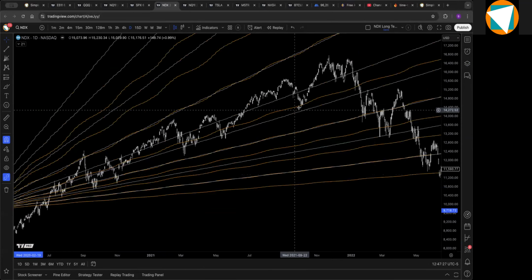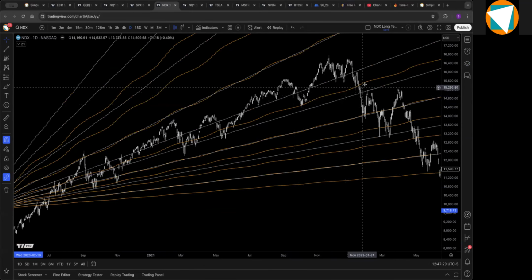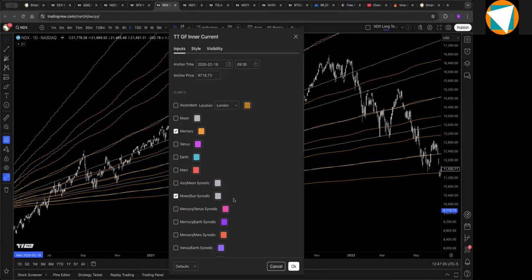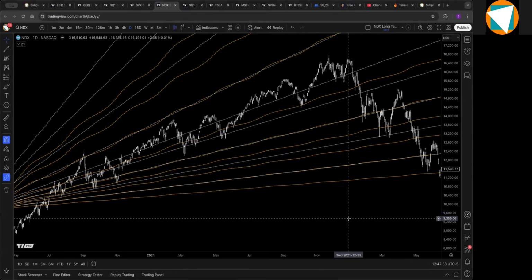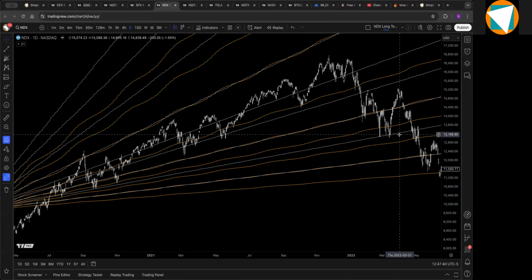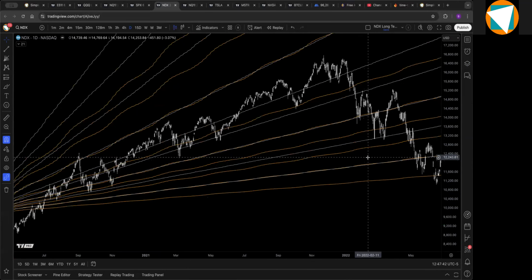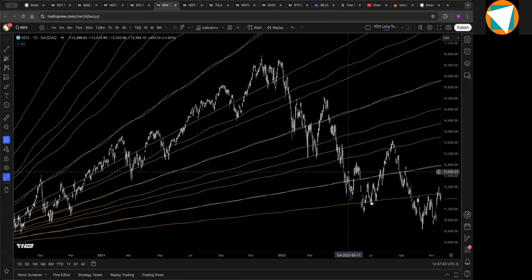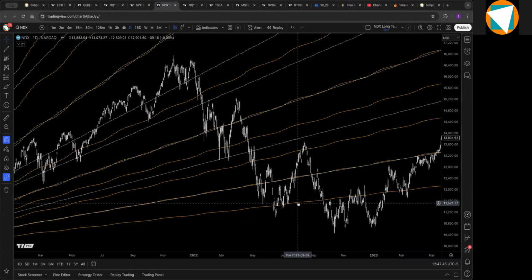So again, orange is Mercury, and we can see how that provided good support, and gray is Moon Sun Synodic. And those are the only two lines coming out here. And these have provided excellent guardrails for price, even down here at the low.